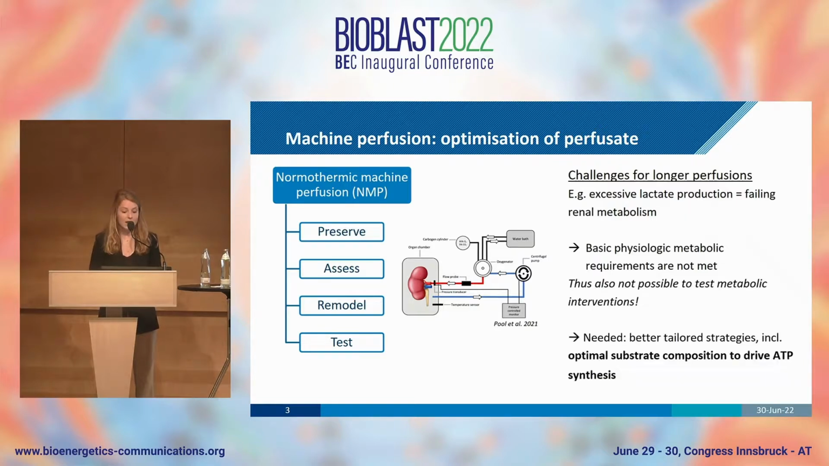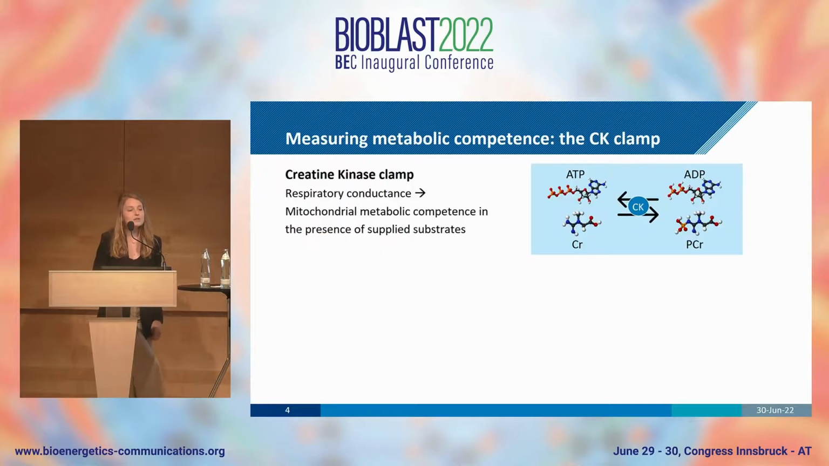Therefore, better tailored strategies for the kidney on NMP are required. One of these may be an optimal substrate composition to drive ATP synthesis during normothermic machine perfusion. But what would the kidney actually prefer to make ATP from? Recently, a group from the US introduced the creatine kinase clamp, or the CK clamp, which they use to measure respiratory conductance, a measure for the mitochondrial metabolic competence in the presence of the supplied substrates.